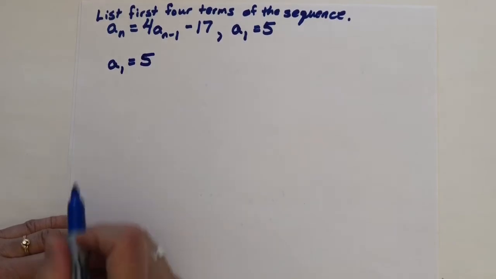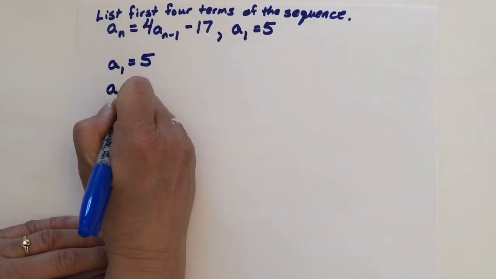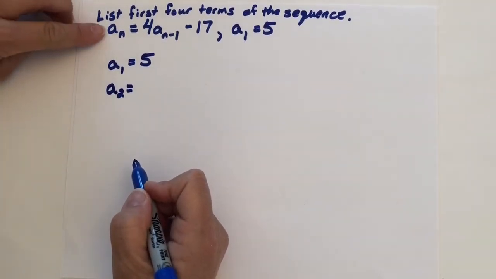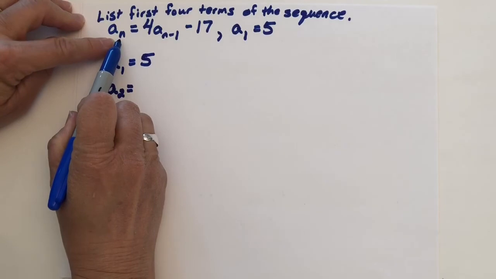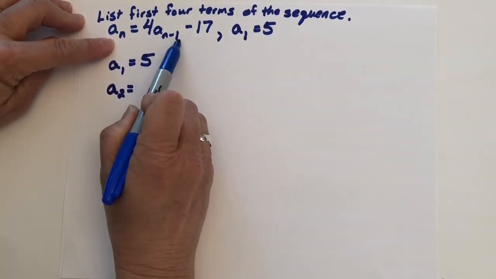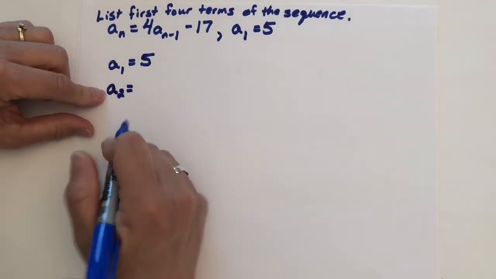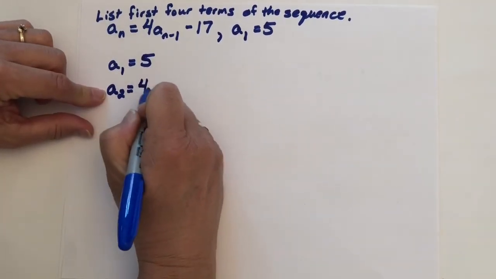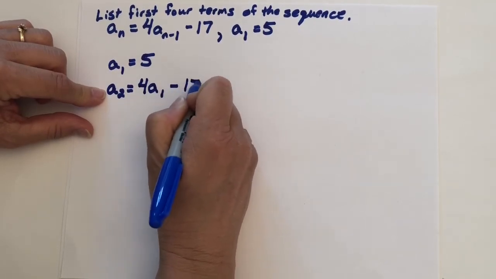Now let's find the next 3. So a sub 2 equals, now let's take care with this formula. N is 2. That means this n minus 1 is a 1. In other words, to find the second term, you would take 4 times the previous term and subtract 17.